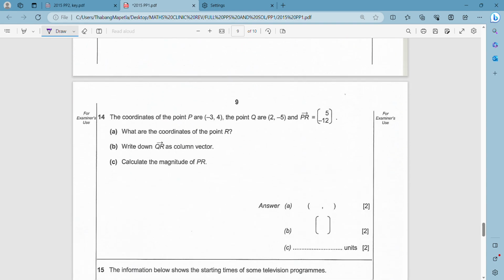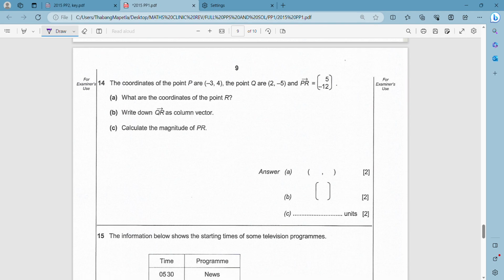So yeah, number B, it says this one. The coordinates of the point P are -3, 4, and those of point Q are 2, -5, and column vector PR is 5, -12. So what are the coordinates of R?